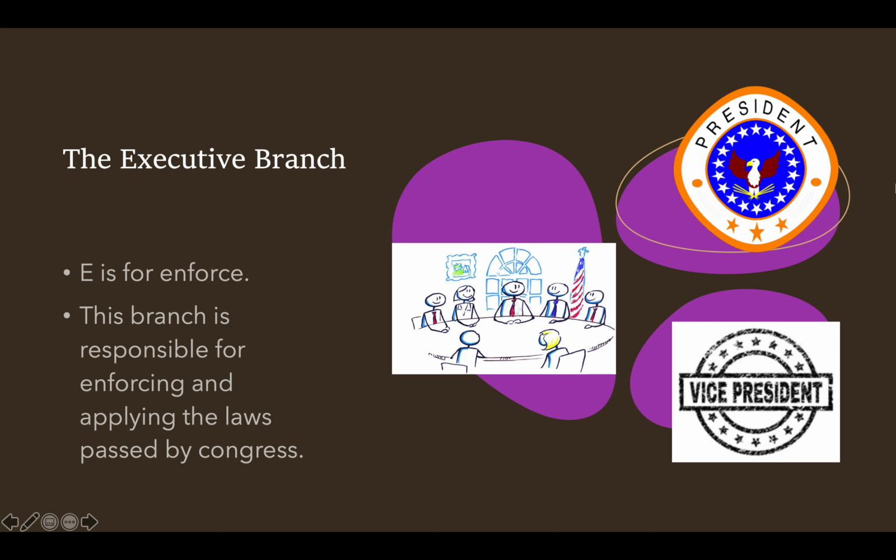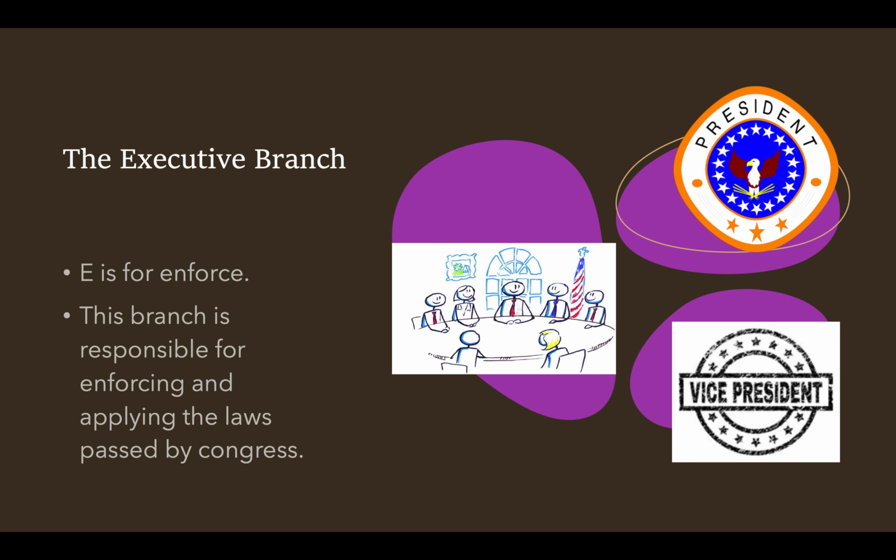Okay, so for our next slide, we're going to talk about the executive branch. A way that I like to remember things is to look at the first letter of each branch. The first letter in executive branch is E. E is for enforce. This branch is responsible for enforcing and applying the laws that are passed by Congress. Inside of the executive branch, you can find the president, the vice president, and the president's cabinet members. The cabinet members are people that work close with the president and inside of the White House.